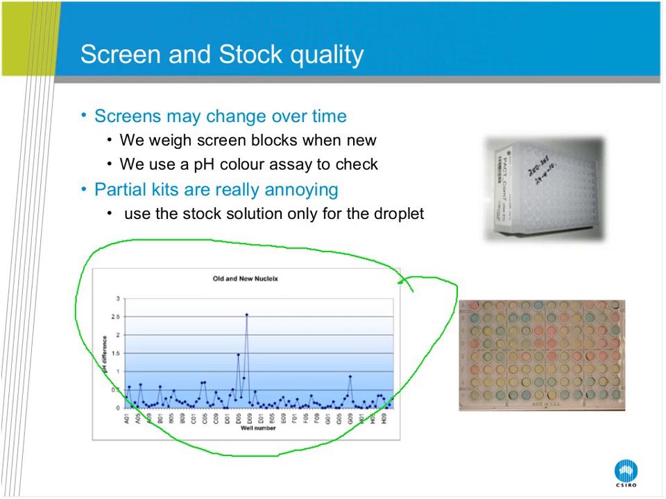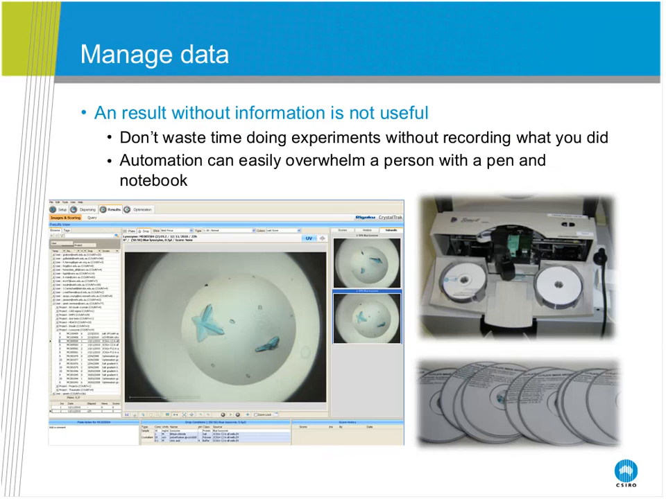What we had is two versions of the Nucleix screen, one which had been stored well and one which had been stored badly. And we did the pH assay like this on both the old and the new Nucleix, and then we compared the pH, and you can see that there's up to 2.5 pH unit difference between the two screens when one got old. So that's an incredibly important thing to remember, that not just your protein, but the other parts of your experiment need to be controlled as well.